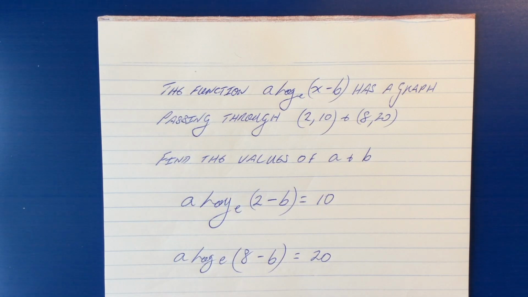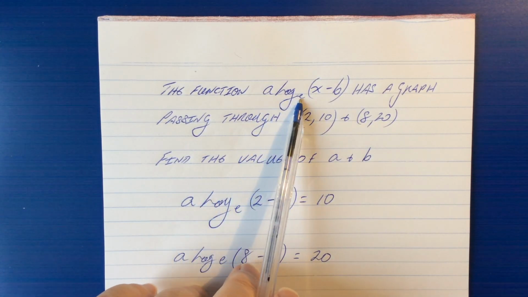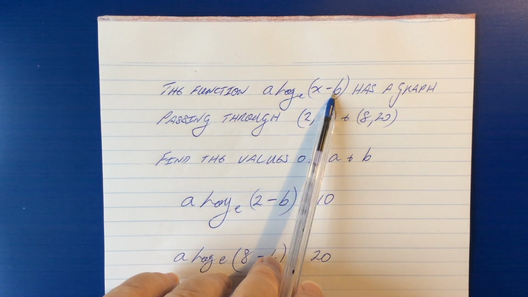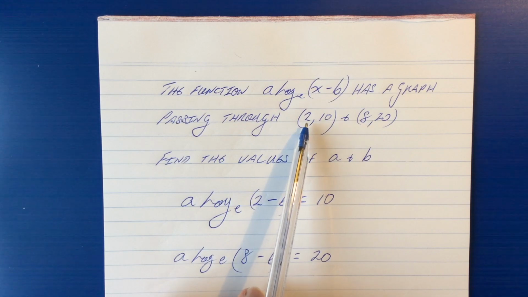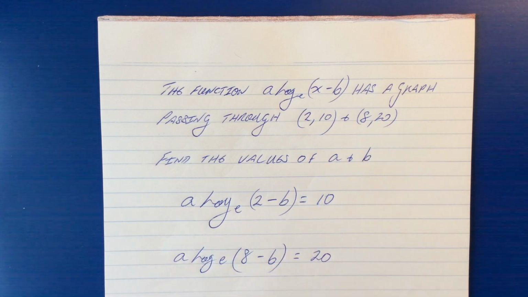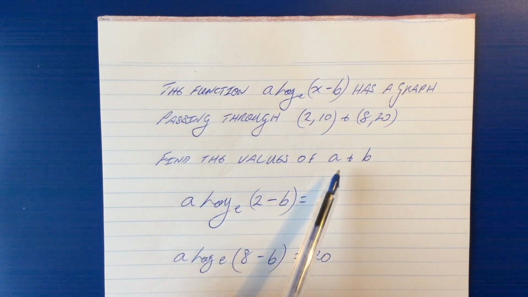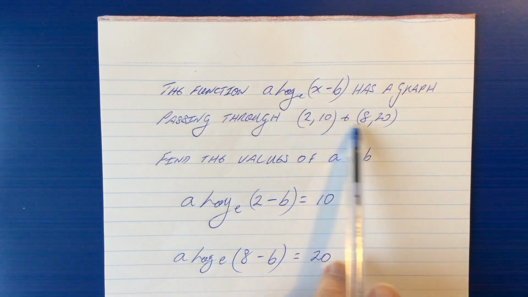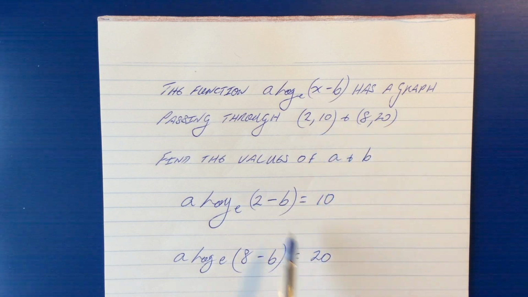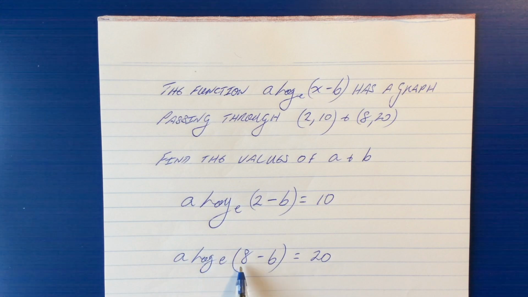So what do we have? Well, there is a function a log e x minus b that creates a graph, and that graph passes through 2 points, (2, 10) and (8, 20). And we are asked to find the values of a and b. So what do we know? Well, if we insert the values from these two coordinates, we get a log e 2 minus b equals 10, and a log e 8 minus b equals 20.